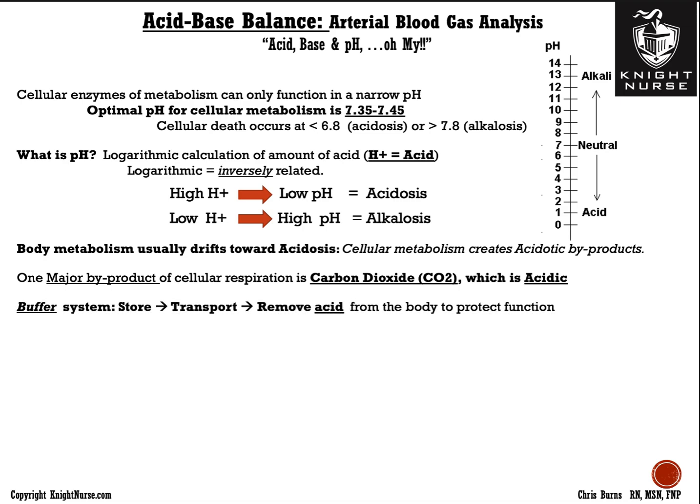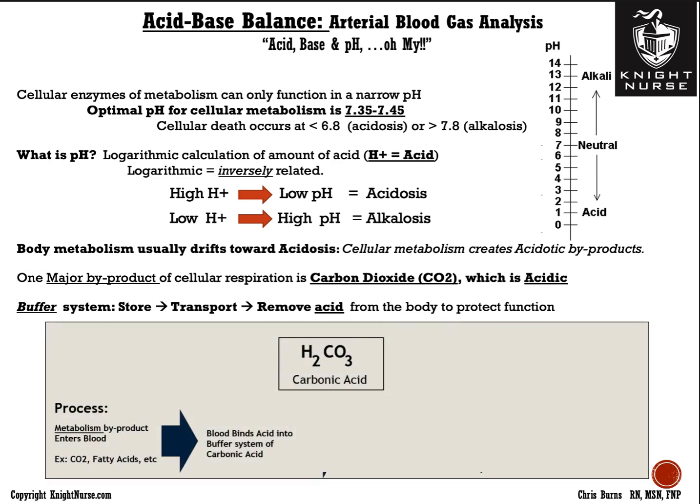Now, is the body just going to deal with acid? No, it's going to take care of it. What it normally does, when it has any type of acid, is put it in a buffer. And a buffer is a way to store, transport, and get rid of acid from the body. A huge buffer system that we have is the carbonic acid buffer. In the normal process of metabolism, we get byproducts dumped out into the blood. So we get fatty acids, carbon dioxide, lactic acid, other types of acids, and they get bound into this carbonic acid buffer that protects the rest of the tissue.